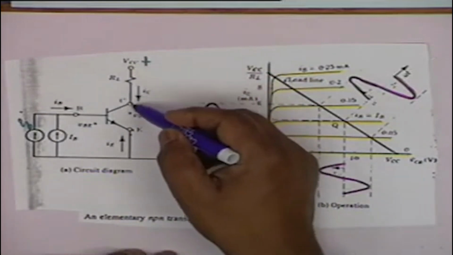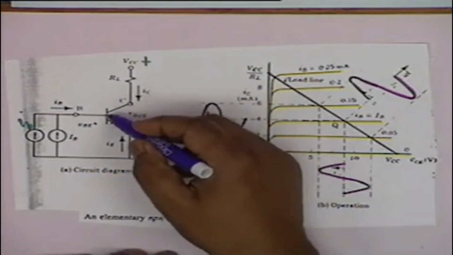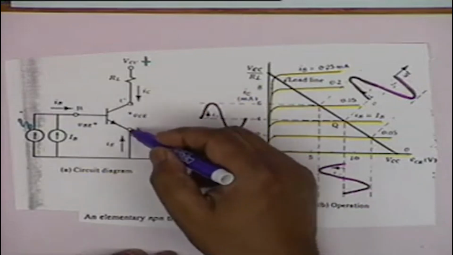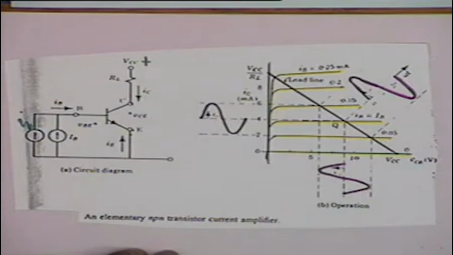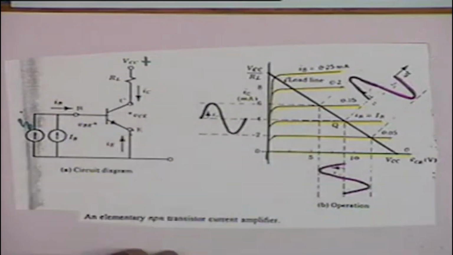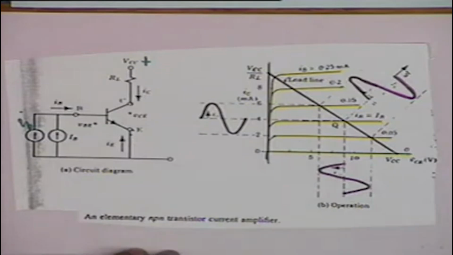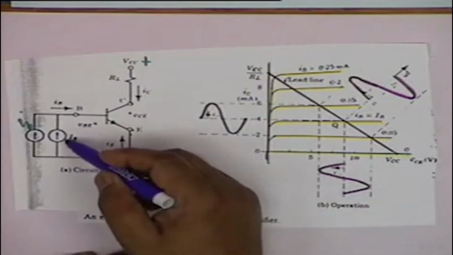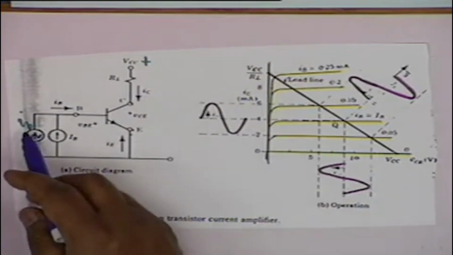Then it is connected to the collector through a resistance which is called the load resistance, RL. This is the transistor. For simplicity, E is shown connected directly to the common terminal, and to the base are connected two current sources. One is a DC current source, capital I sub capital B, and this is an AC current source, or a signal source, small i sub b.